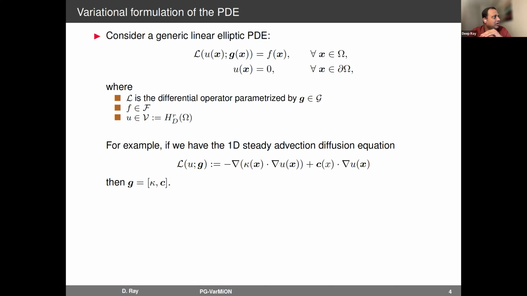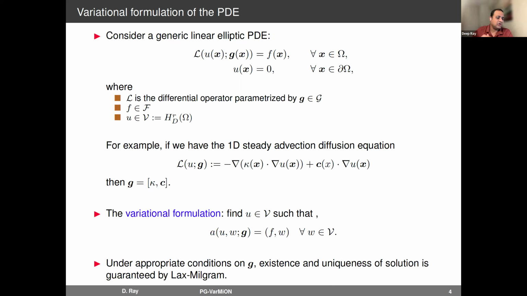And a typical example of, say, a linear elliptic PDE of this form is when we look at the operator associated with the 1D, or even not just necessarily 1D, it can be a higher dimensional steady advection-diffusion equation, where kappa over here is going to be a diffusion coefficient and C is going to be a velocity field. And this parameterizing function G will be a combination of the diffusion coefficient and the velocity field. So this is the operator that is parameterized by some function G. Okay, so we're looking at problems of this kind.